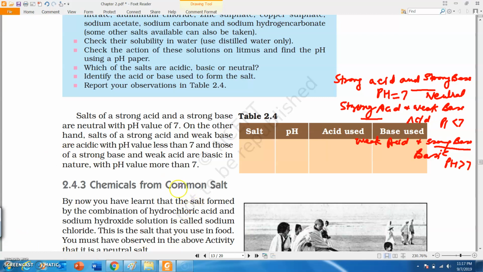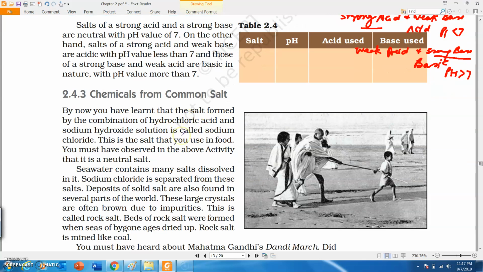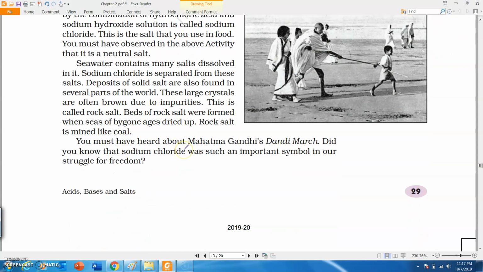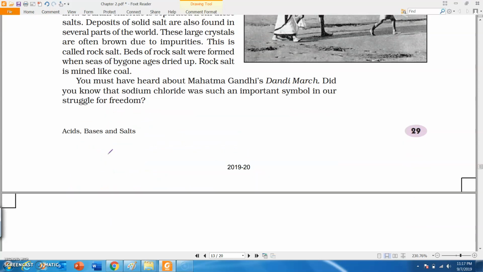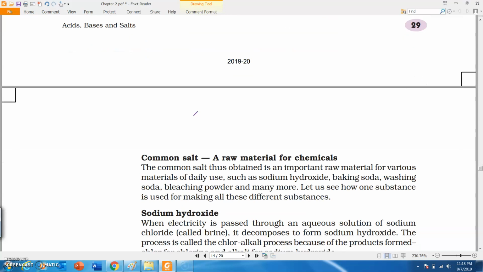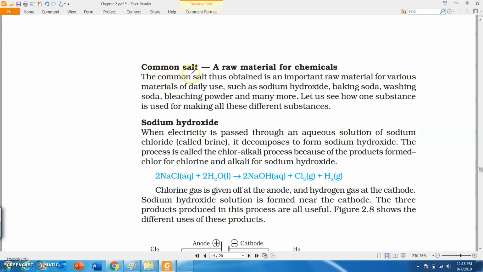Now next is chemicals from common salt. We know that there are many salts, and the most common is common salt, which we use in cooking in the kitchen, and the other is rock salt. This is the salt found in the beds of the sea, and you must know about the Dandi March by Mahatma Gandhi. That was also a Satyagraha for salt, so we will study about common salt.